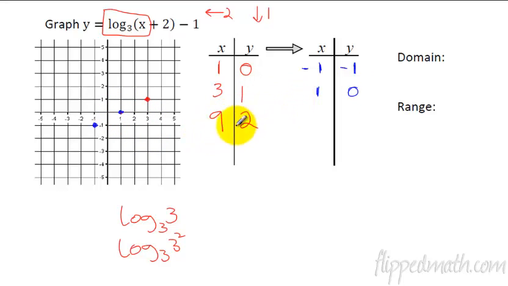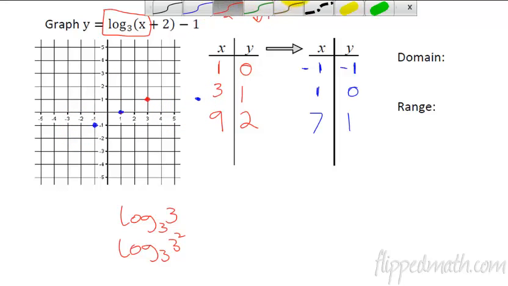And then the 9, 2, the 9 becomes a 7. And the 2 becomes a 1. So negative 1, 1, and then 7. I could go off the board here a little bit. 5, 6, 7, then up 1 with my blue. And also, don't forget, we're going to do the asymptote.